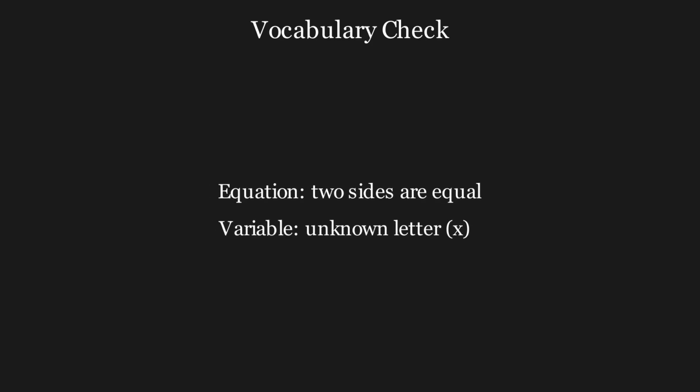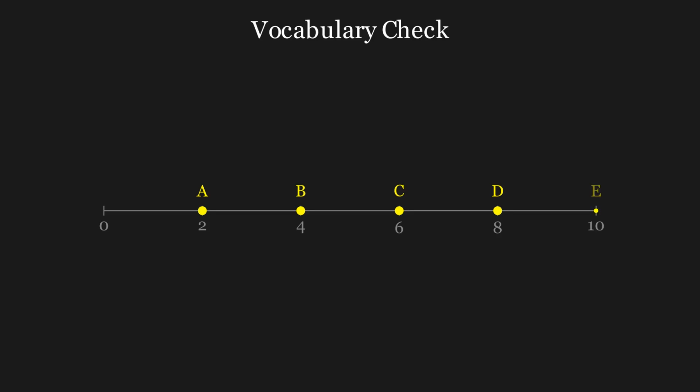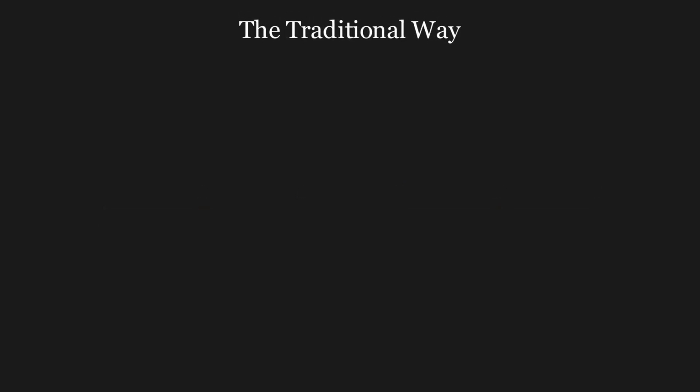Quick vocabulary check before we dive in. An equation is just a math sentence that says two things are equal, like saying this side balances that side. A variable is a letter, usually x, that stands in for a number we don't know yet. And on the ACT, most math questions give you 4 or 5 answer choices, usually lined up in order from smallest to largest. That ordering is exactly what makes backsolving so powerful, so keep it in mind.